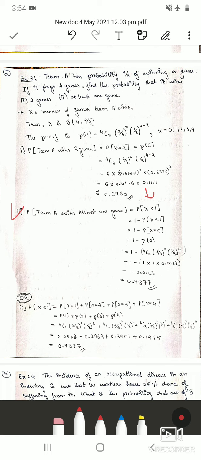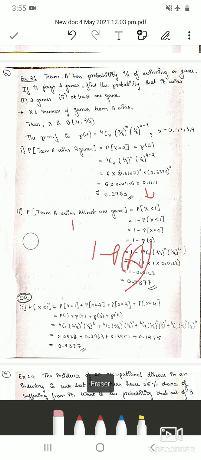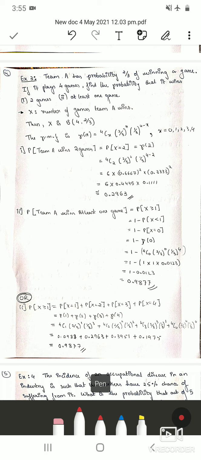So there is an easy method. Instead of calculating probability of x equal to 1, 2, 3, up to 4, we can take the complement. I hope you guys remember in your probability classes. So the complement of an event A is nothing but probability of A dash is 1 minus probability of A. I hope you remember this, that is the complementary event. So we will use that over here.